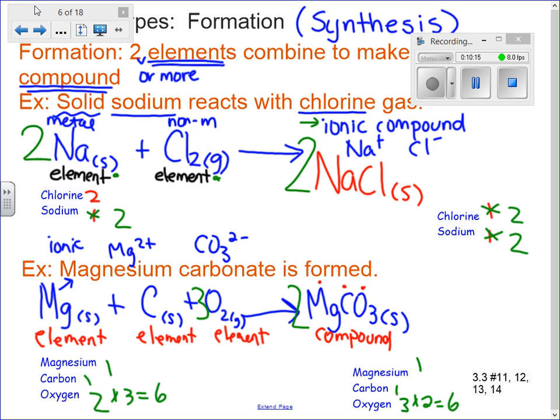Now on the left, I only affected oxygen, but on the right, I affected my whole compound. So now I have 2 magnesiums and 2 carbons. So I need to come back to my reactant side and add some coefficients so that I now have 2 magnesium and 2 carbon atoms on each side.